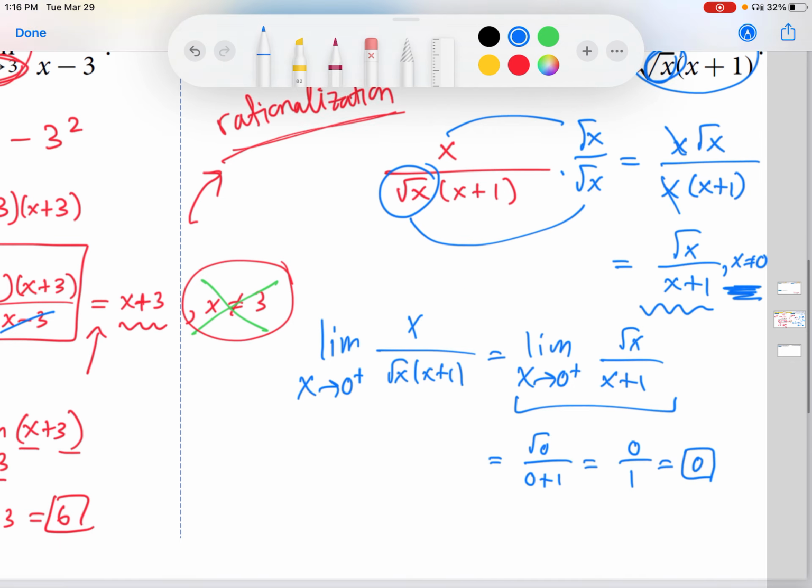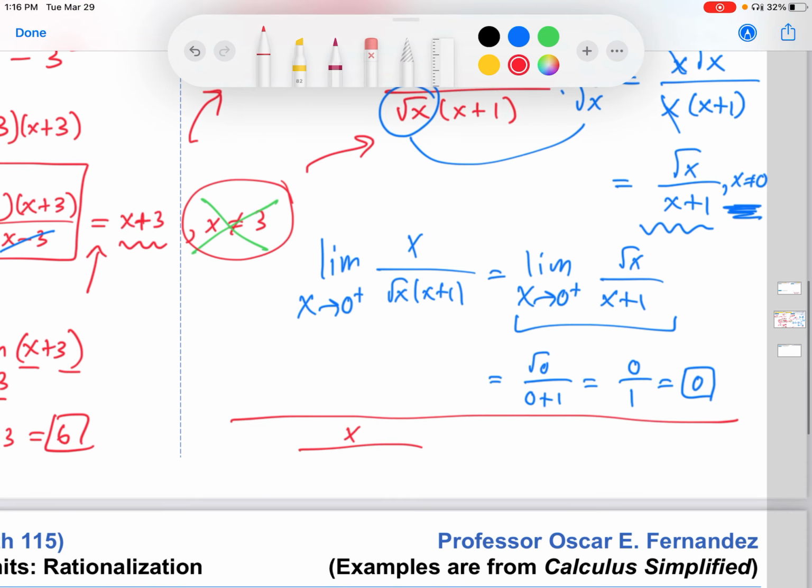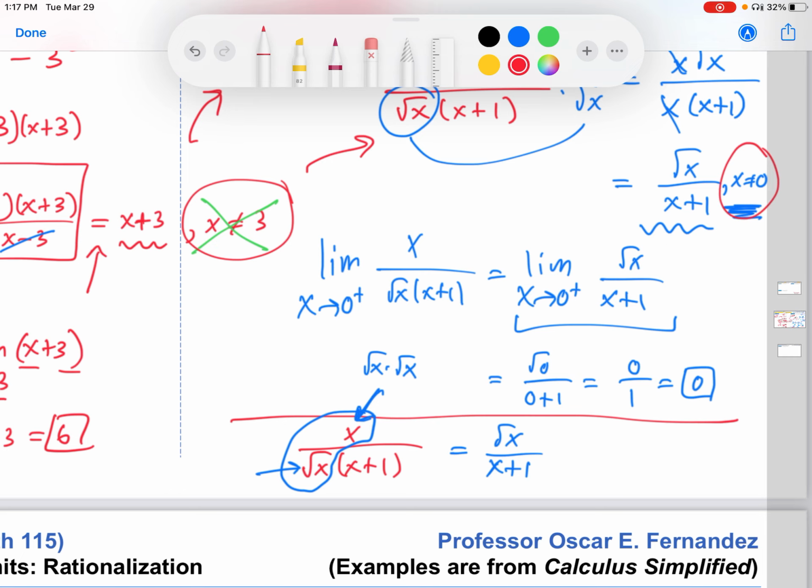Great, so last thing to end the video, I mentioned that you don't have to do rationalization here. How could you have avoided that? Well, if you look at this function, you could just focus on this part of the function. And you could say, hey, x divided by square root of x is square root of x, right? I can cancel out a square root of x that's contained in x. You can think of x as square root of x times square root of x.